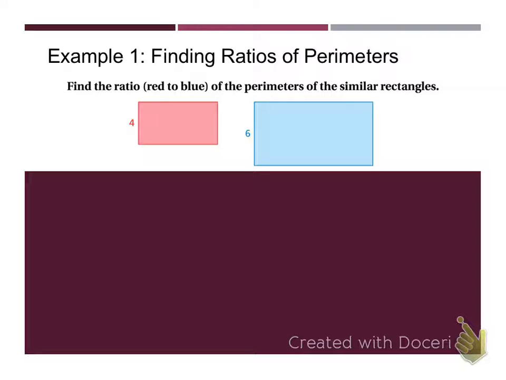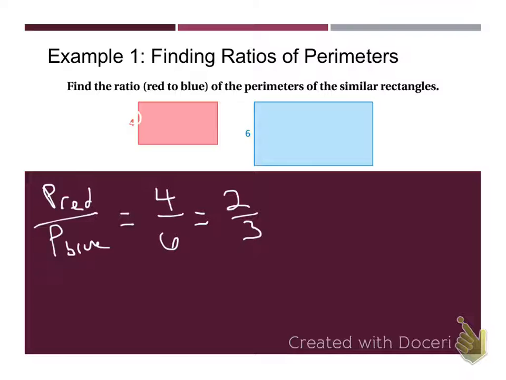So in other words, in example 1 we're going to be finding the ratio of perimeters. So we're going to find the ratio of the red to the blue of the perimeters of this triangle. So you're going to find the perimeter of the red over the perimeter of the blue. And that's going to be equal to 4 over 6, which is 2/3. See, I got my 4 and my 6 right here, because of the corresponding sides. So the ratio of the perimeters is also 2/3.